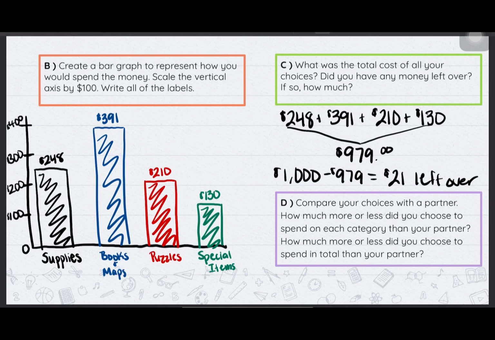So everyone's choices will vary. So this is why we include the part about asking your partner, just to see what your partner chooses, what they chose to spend the money on versus you. Did they want to go to the zoo? Did they want to have a class pet? This way you can just bounce ideas off of your classmates.